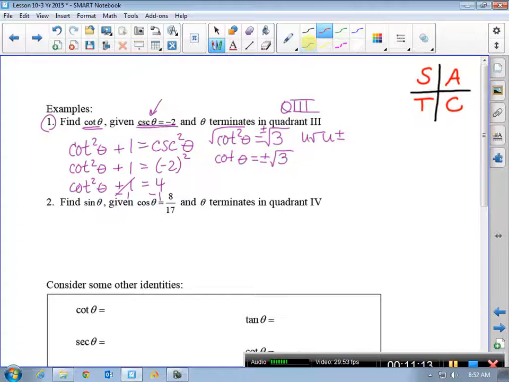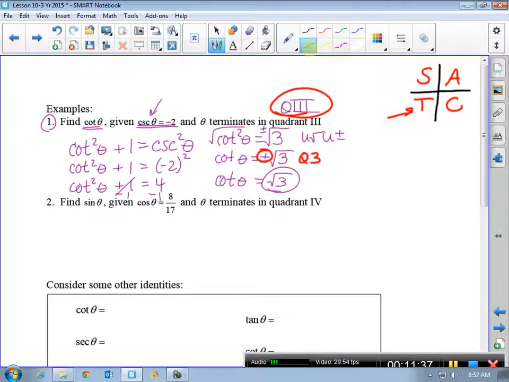And the sign comes from the quadrant. So if we are cotangent in quadrant 3, cotangent in quadrant 3 is positive because tangent is positive in quadrant 3. So we have cotan of theta equals square root of 3. And we're done.